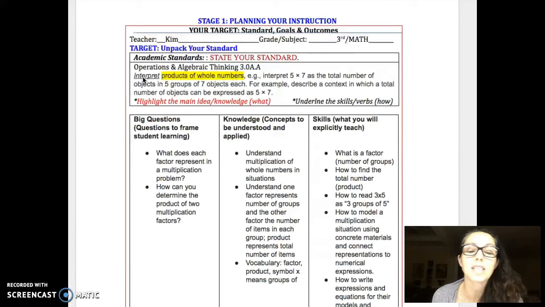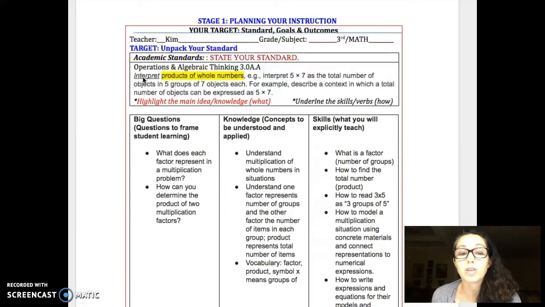So based on the standard, I will then identify some big questions, some knowledge and skills that I want my students to be able to demonstrate throughout this unit. So some big questions that are related to this standard is, what does each factor represent in a multiplication problem? How can you determine the product of 2 multiplication factors?